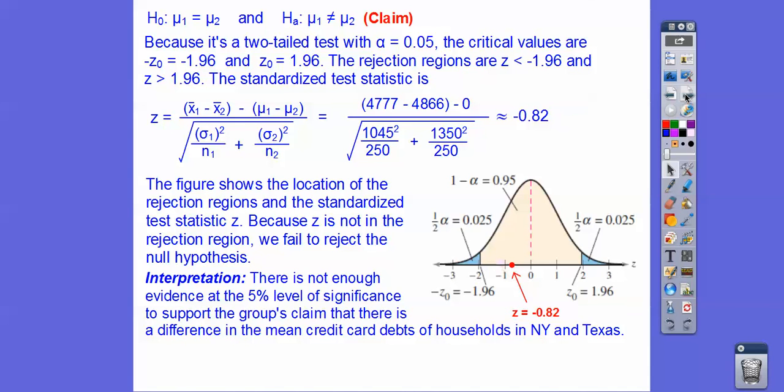So our interpretation is there's not enough evidence at the 5% level of significance to support the group's claim that there is a difference in the mean credit card debts of households in New York and Texas. Okay? Hope that makes sense.